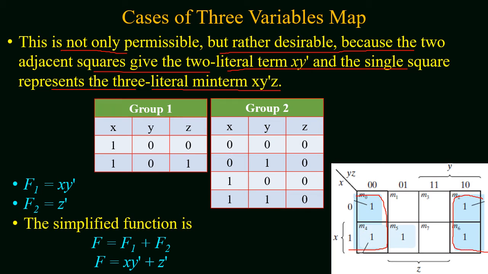In group 1, the variables x and y have constant values of 1 and 0, and the value of variable z is changing from 0 to 1. So the term corresponding to the first group will be x dot y prime. Or if we analyze group 2, the value of variable z is constant, whereas the values of x and y variables are changing. So the term corresponding to the second group will be z prime. And the overall simplified function will be x dot y prime plus z prime.